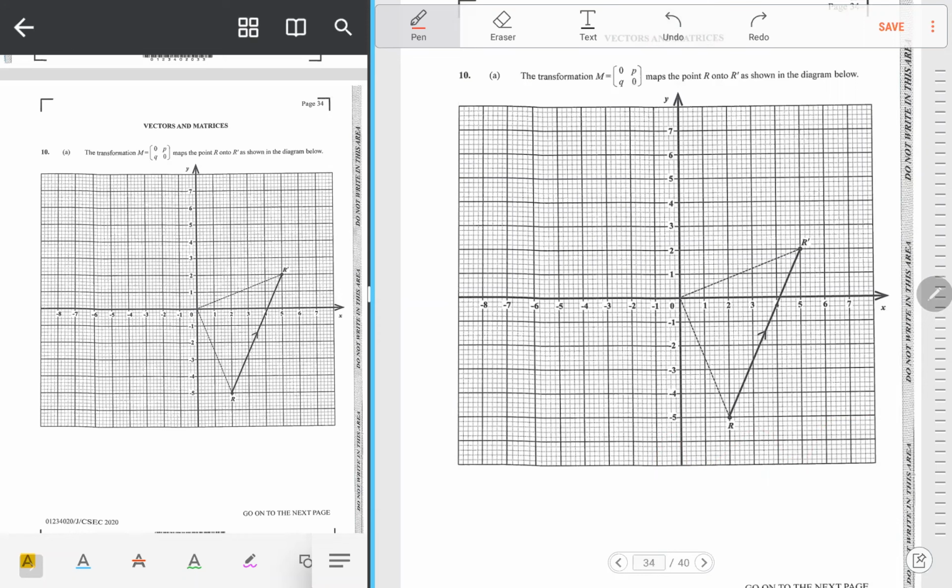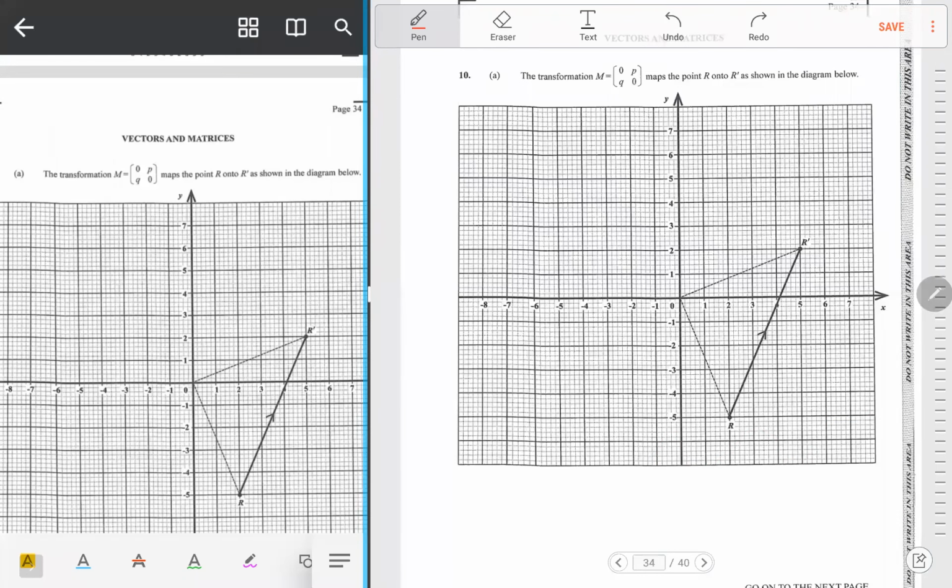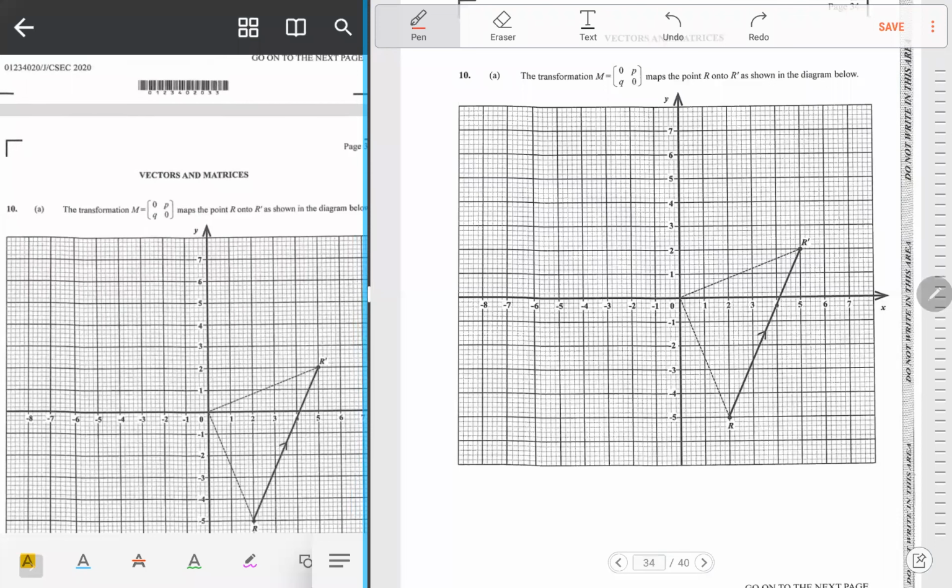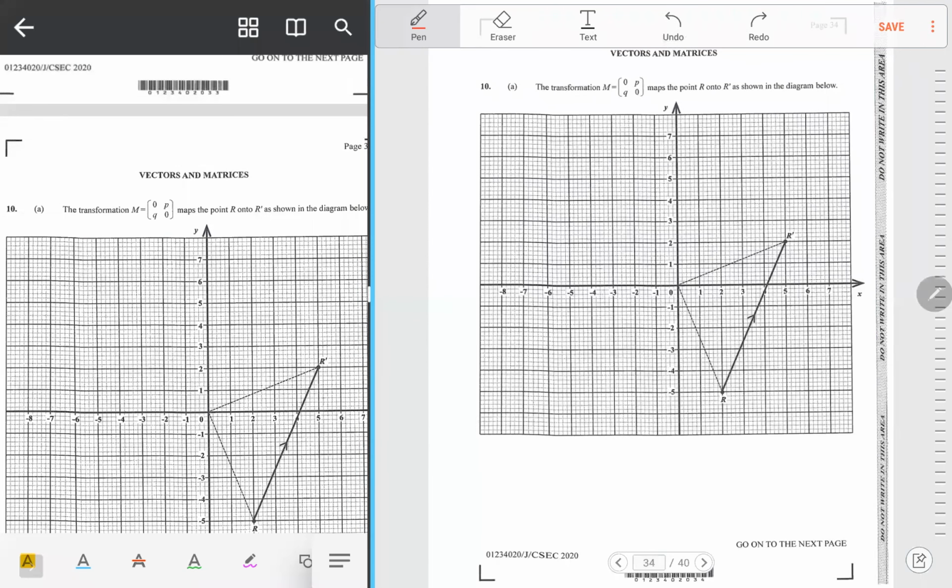Question 10 gave us a transformation. This is the transformation matrix, and it says this transformation M takes the point P onto the point P prime. So it's this point onto that point, right? Let's go on to the next page.